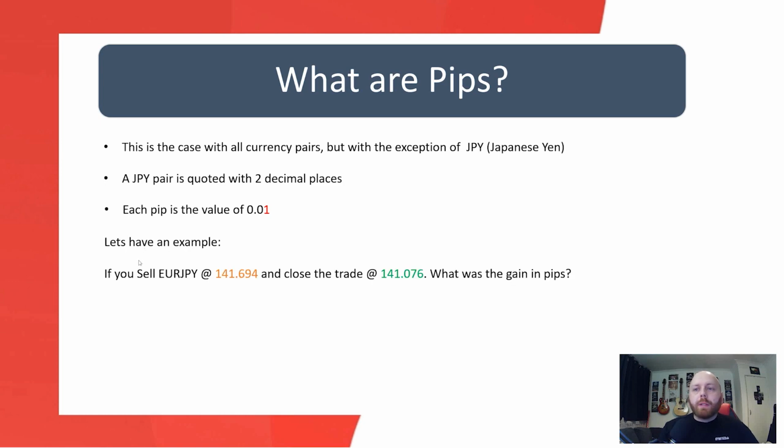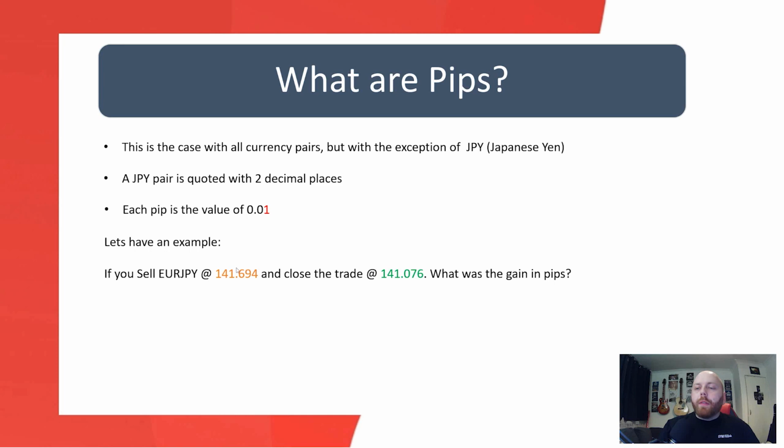At the time of writing this, if we were to sell, and we'll have a sell example now so we can see the difference between the two, Euro JPY, which is obviously the euro versus the Japanese yen. The euro being, remember, the base pair, and the Japanese yen being the quote pair. The time when I made this slide, the euro JPY was 141.694, which means you can get 141.694 Japanese yen for 1 euro.